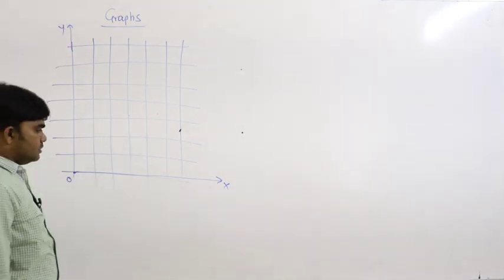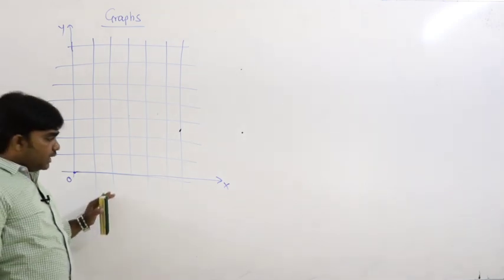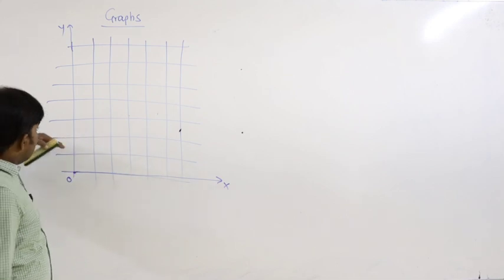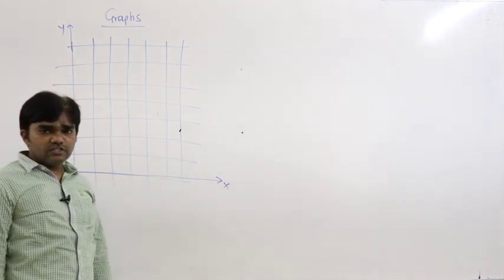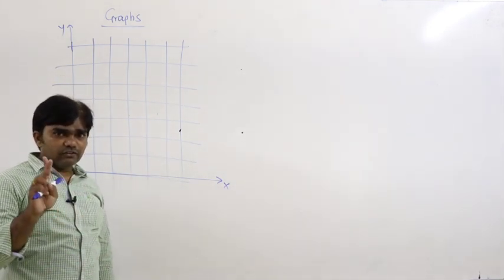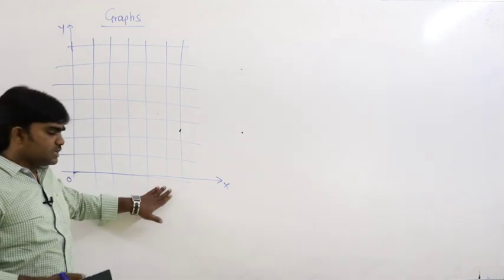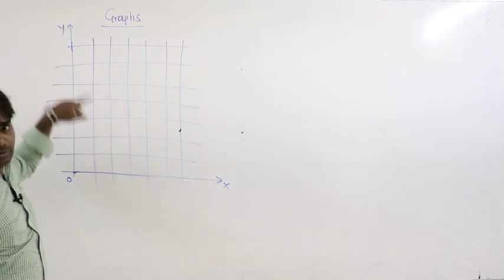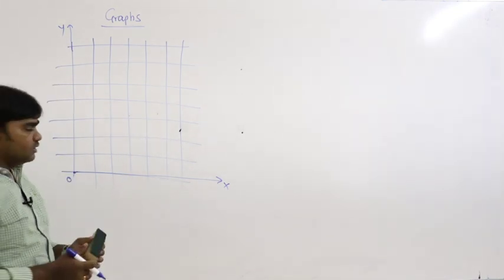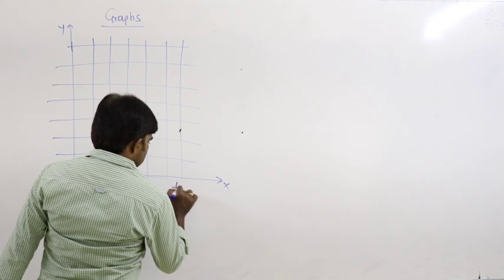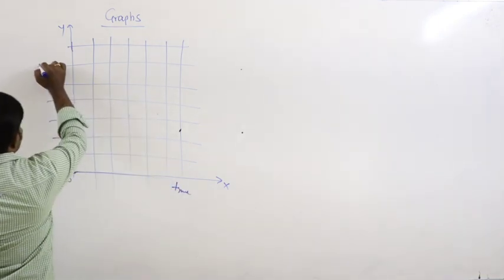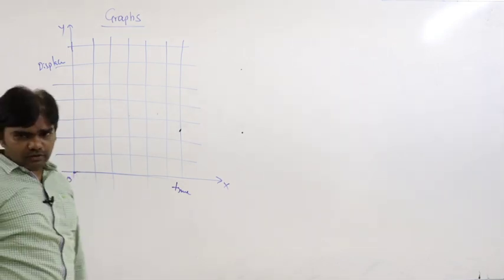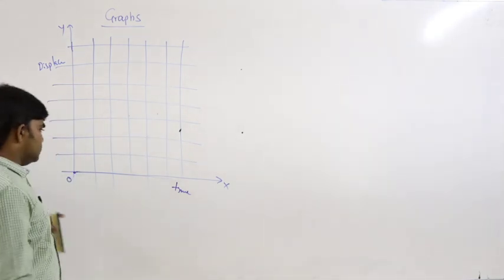While drawing the graph, along the x-axis we have to consider one physical quantity, along the y-axis we have to consider one more physical quantity. So we are drawing the graph for two physical quantities. For example, here I am considering time, and here, let us say, displacement or velocity or acceleration, whatever it is.